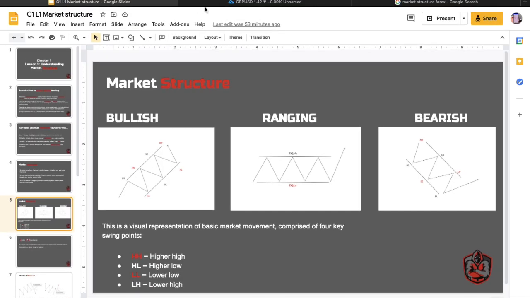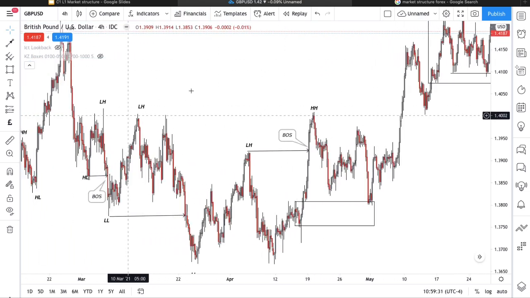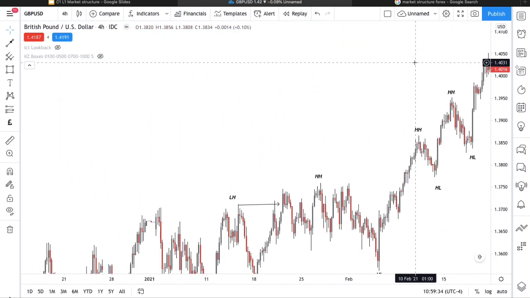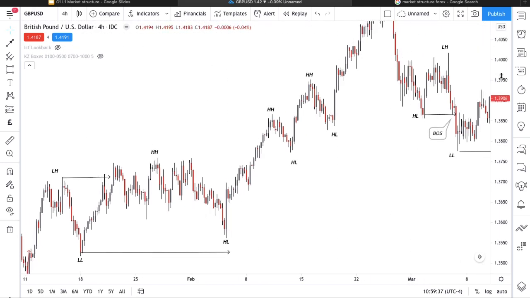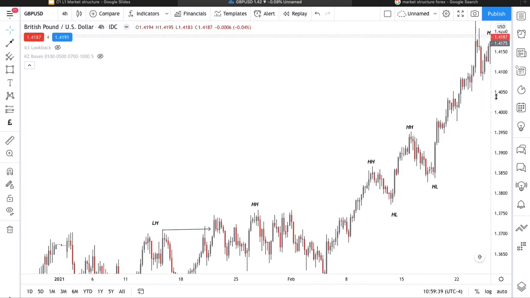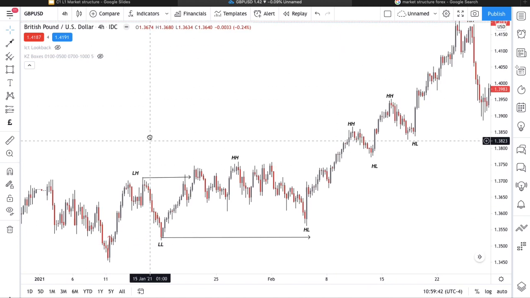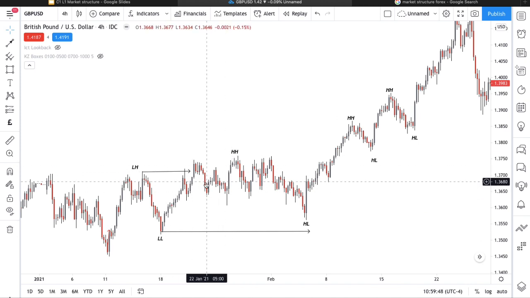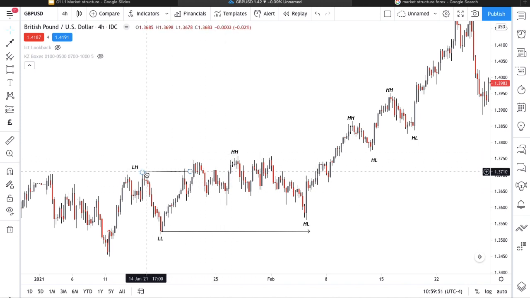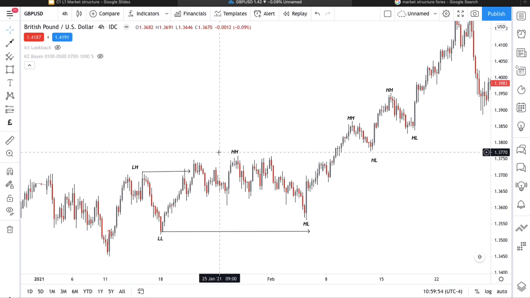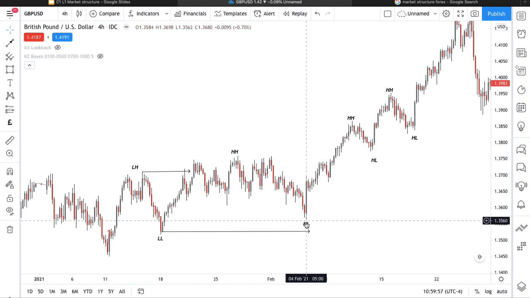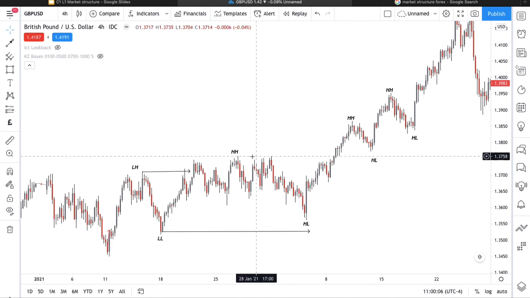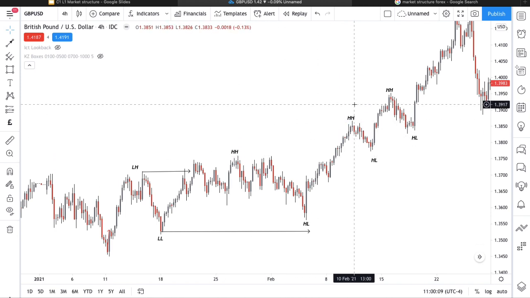Now, if I just show you an example on GU, right over here, we can clearly see price is printing a series of higher highs and higher lows, right? So as we can see here, this was a lower high, then we have a lower low. Price impulses over to the upside, closing above this lower high over here, therefore printing a new higher high. When price then pulls back, it fails to close below this low, therefore creating a higher low. And then price impulses over to the upside, closing above this higher high, therefore creating an even higher high. And then so on, so on.